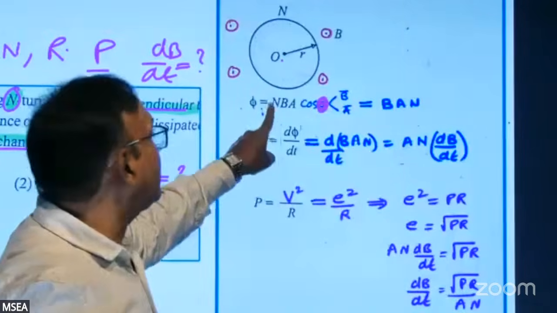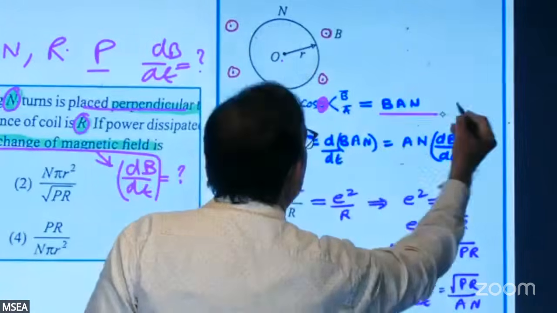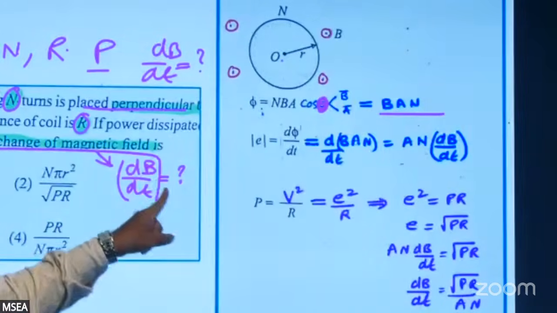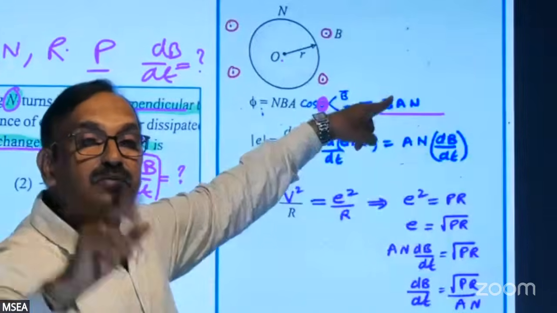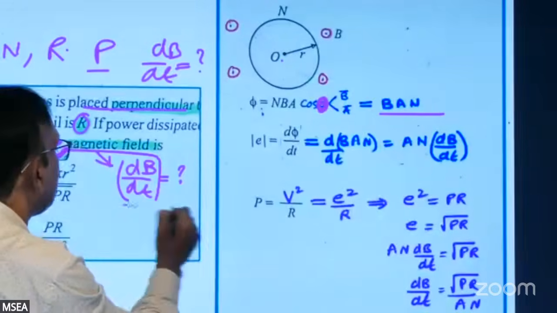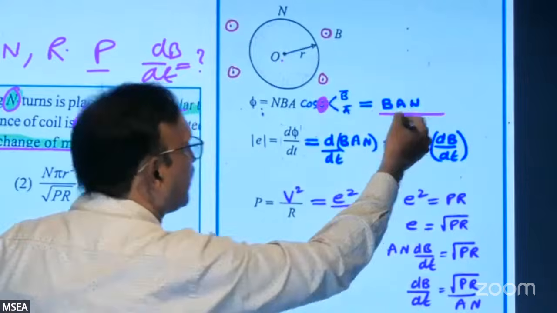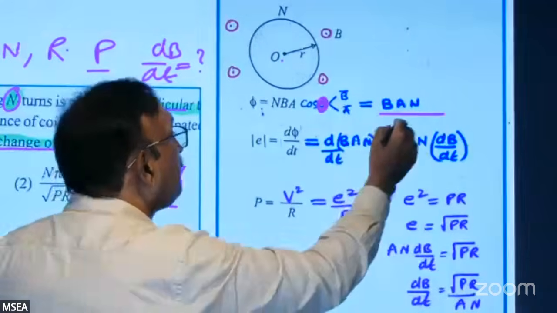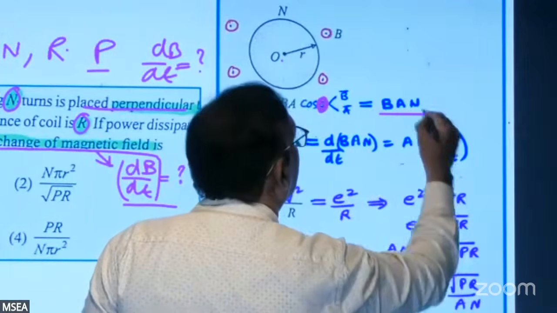So the first point here is that magnetic flux linked with the coil is BAN cos theta. Since theta is 0, it comes out to be a simple BAN. So already we know flux is BAN. As per the question, I have to understand that this particular B is changing. That's why he is asking the rate of change of B. Understood? Area of the coil is given as pi r square.